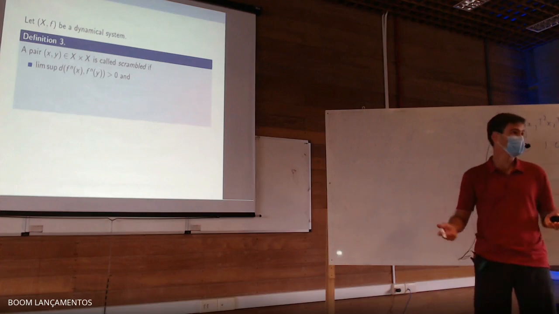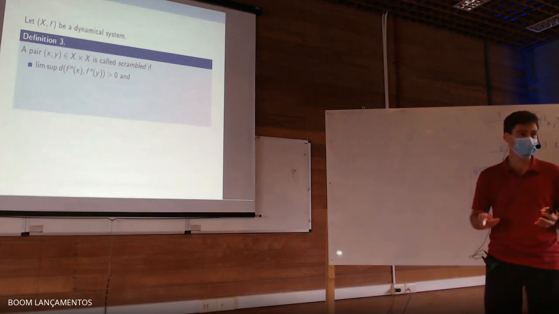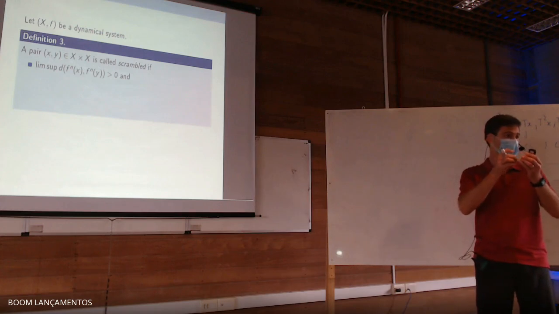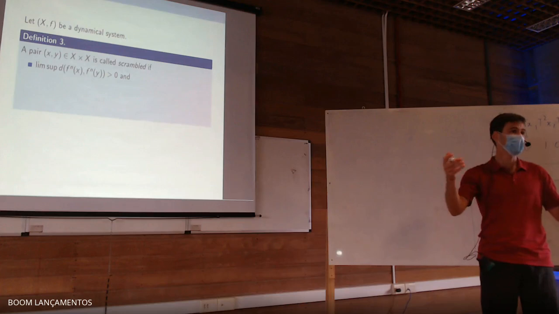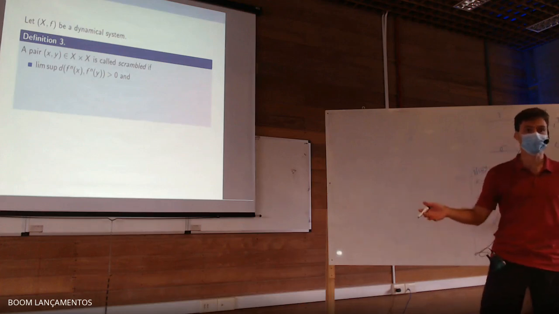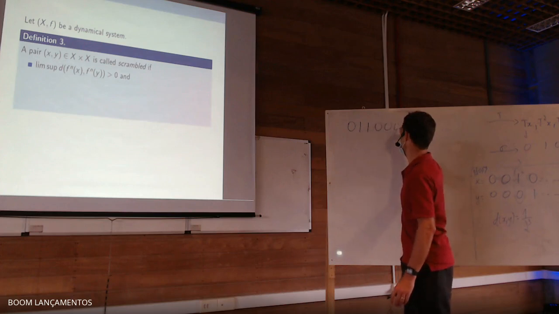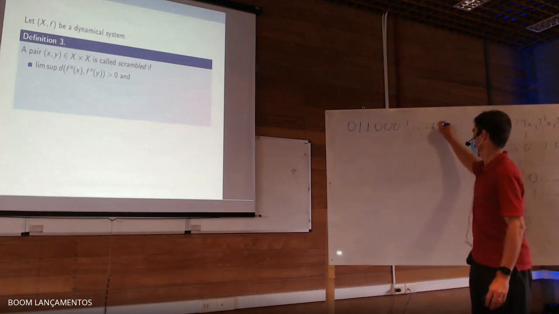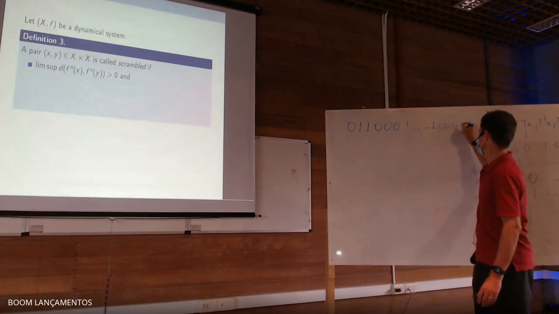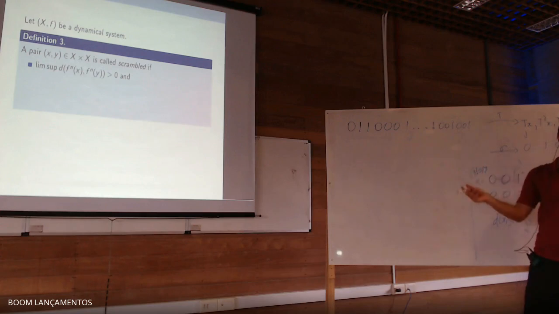So if you remember your analysis course, what's a limsup of a sequence, right? You look at the set of all limits of subsequences, and then you take the supremum of those. So for example, if I had a sequence 0, 1, 1, 0, 0, 0, 1, and so on, say 0, 0, 1, 0, 0, 1, the limsup will be 1 and the liminf will be 0.